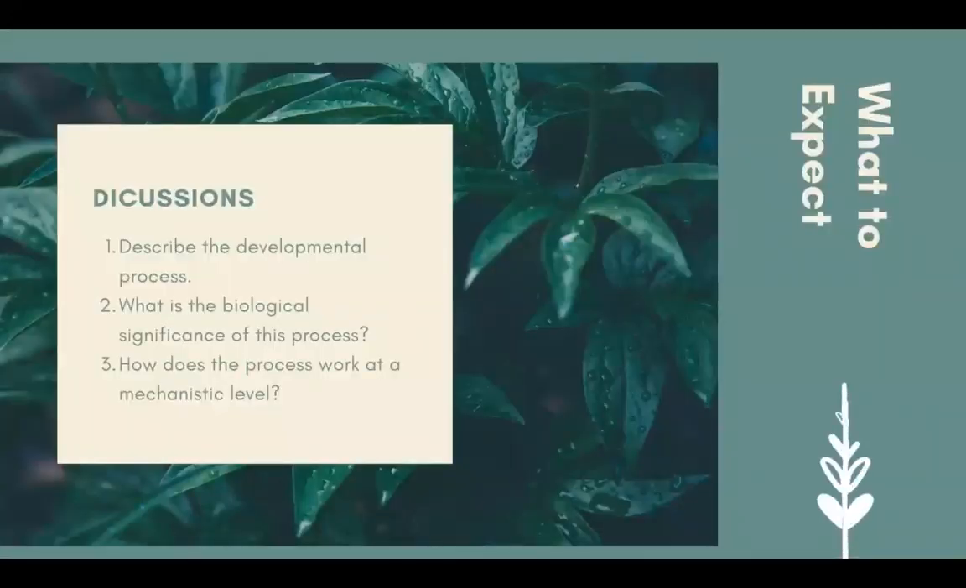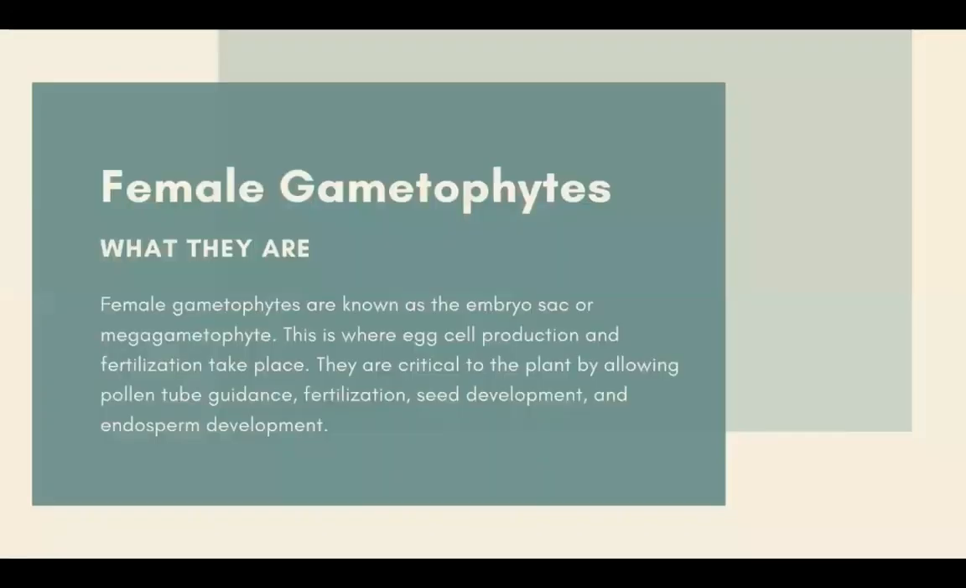So today we're going to talk about the developmental process, what the biological significance of this process is, and how this process works at a mechanistic level. Female gametophytes, what are they? They are known as the embryo sac or megagametophyte. This is where egg cell production and fertilization take place. They are critical to the plant by allowing pollen tube guidance, fertilization, seed development, and endosperm development.